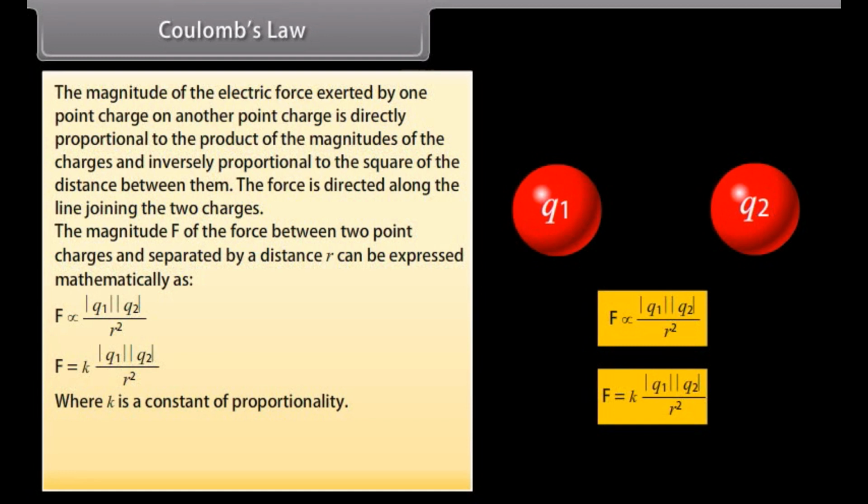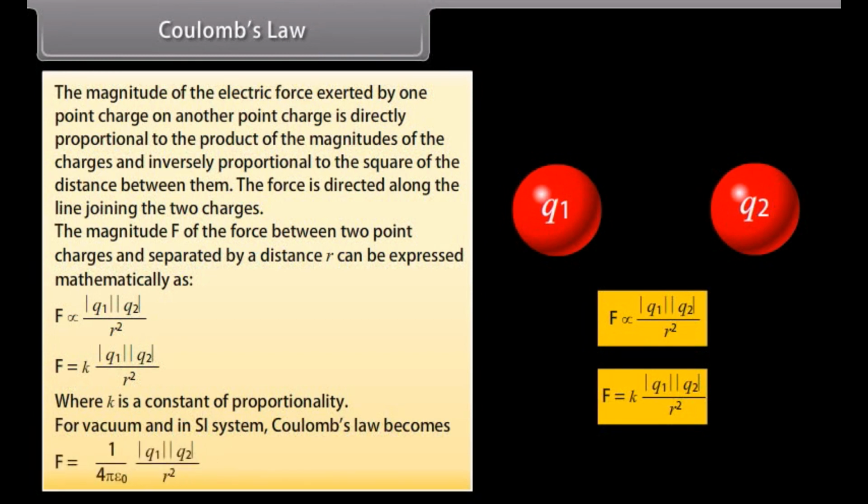Here, K is a constant of proportionality. For vacuum and in SI system, Coulomb's law becomes F = (1 / 4πε₀) × |Q1||Q2| / r².